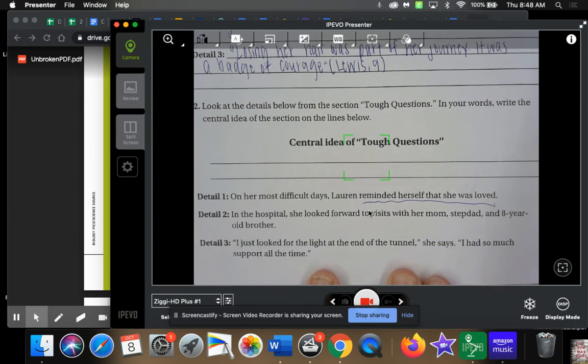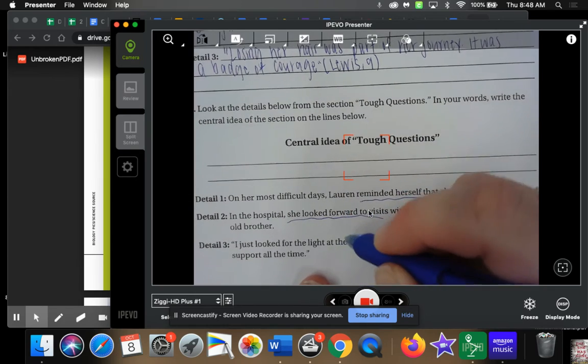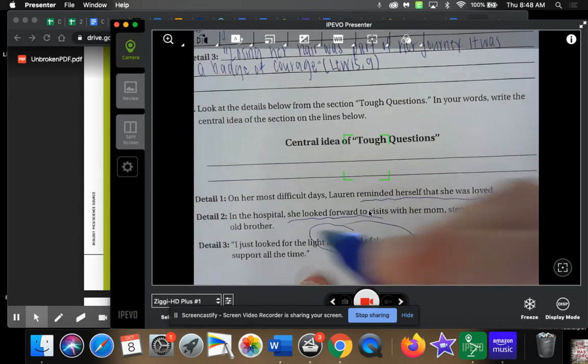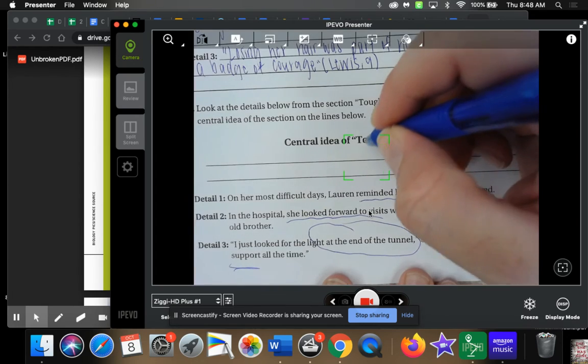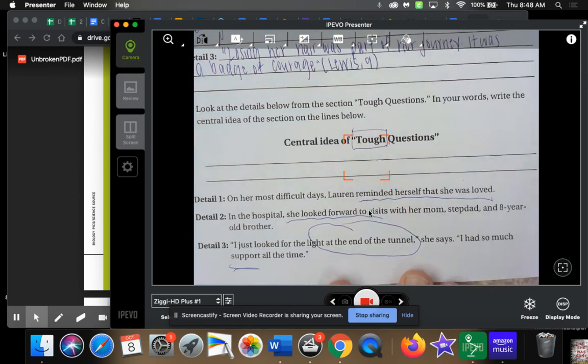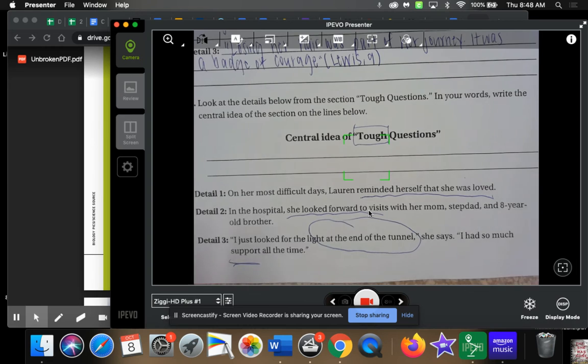She looked forward to visits. And I just look for the light at the end of the tunnel. Light at the end of the tunnel, right? And then she had so much support. And also knowing that the title is tough. What do you think we can say, knowing all of this stuff? What could we say that section is about? What do you guys think?